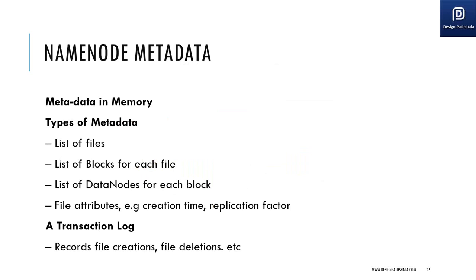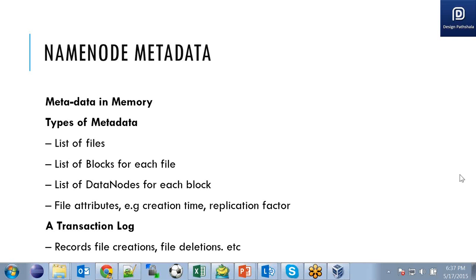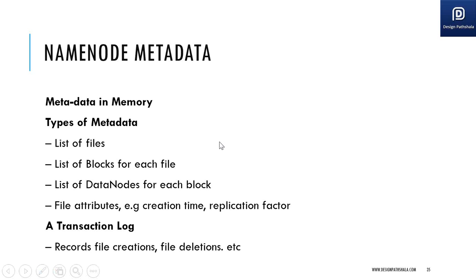When I say metadata, it contains a list of files which are in my cluster, the list of blocks for each file, the list of data nodes for each block, the attributes, and the transaction logs, like when the file was created, deleted, and things like that. So it's all the metadata of the data which is lying in the cluster, and the name node has only that, nothing else.